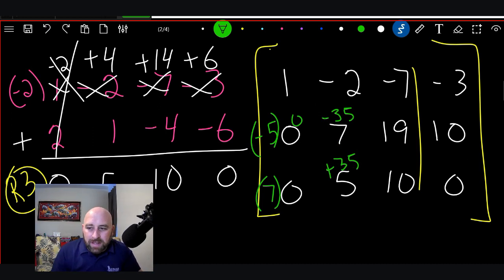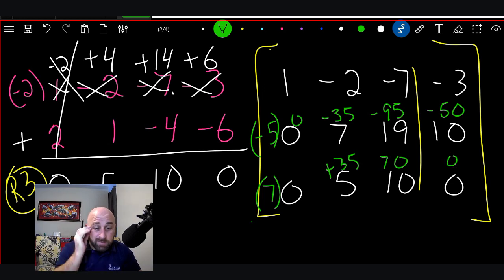Negative 5 times 19 is negative 95. Negative 5 times 10 is negative 50. Okay? And then now we're going to do the same thing. 7 times all that. 7 times 10 gives me 70. And 0. Okay? Because 7 times 0 is 0.